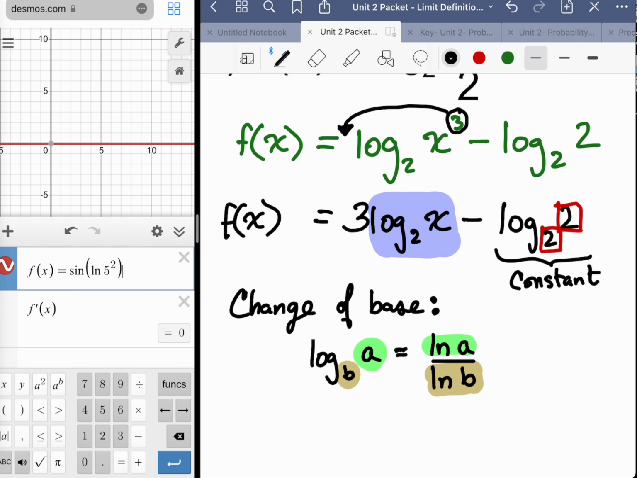All right. Can make it a little bit nicer by writing it as, and it's not going to seem like it's nicer, but it almost always is. We could write this as 1 over ln b times ln a.